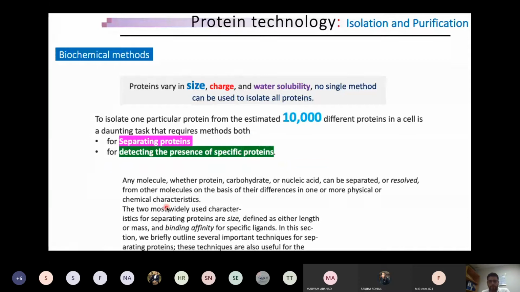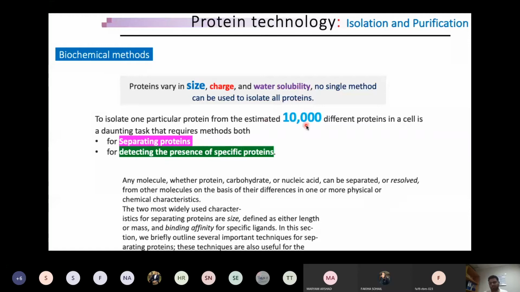Proteins vary in size, charge, and water solubility. So different proteins have different characteristics, and no single method can in fact work for all these categories. There must be proteins which could be separated on the basis of size but not on the basis of charge. But there are proteins that might be useful to separate on the basis of charge, because size does not work for them. Or there might be proteins which might be simply separable on the basis of their solubility properties.